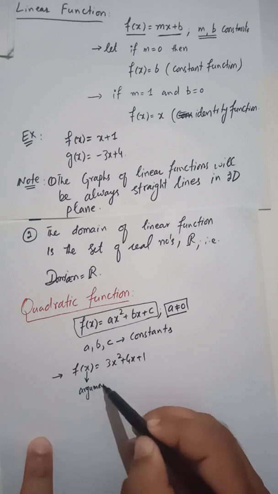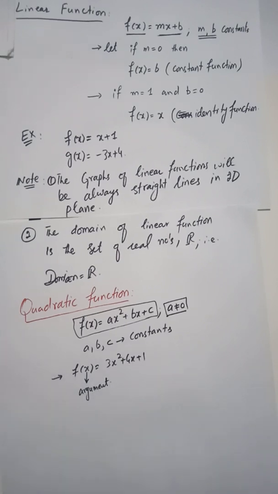Independent variable is also called argument. So if you put any real number in any quadratic function, you will get a defined value. So it means that for all real numbers the quadratic functions are defined. So if for all real numbers the quadratic functions are defined, it means that the domain is the set of real numbers for the quadratic function as well.